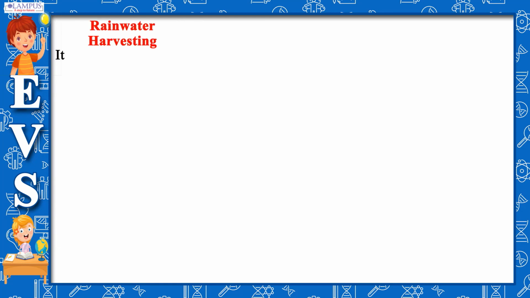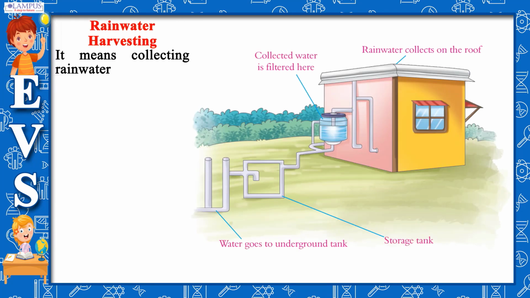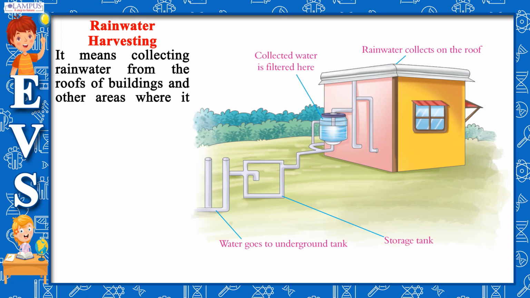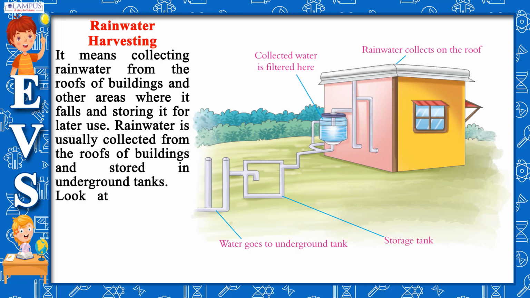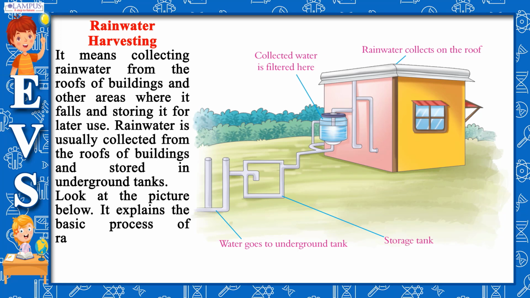Rainwater harvesting. It means collecting rainwater from the roofs of buildings and other areas where it falls and storing it for later use. Rainwater is usually collected from the roofs of buildings and stored in underground tanks. Look at the picture below. It explains the basic process of rainwater harvesting.